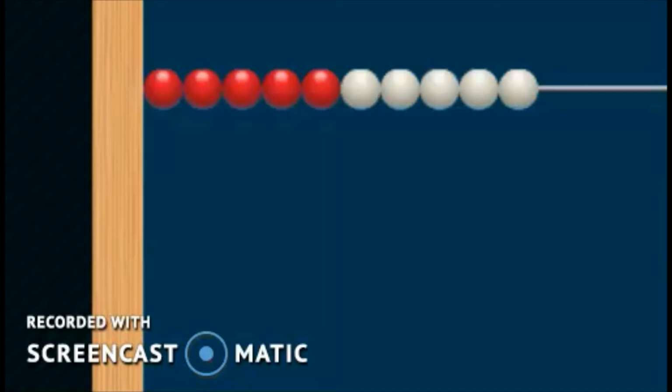That's correct. There are 10 Rec and Rec beads here. I see 5 red beads and 5 white beads. Now I'm going to take 1 bead away, and I want you to think about how I would write what I just did as a number sentence. If I took 1 away, what number sentence could we write that would describe what I just did?